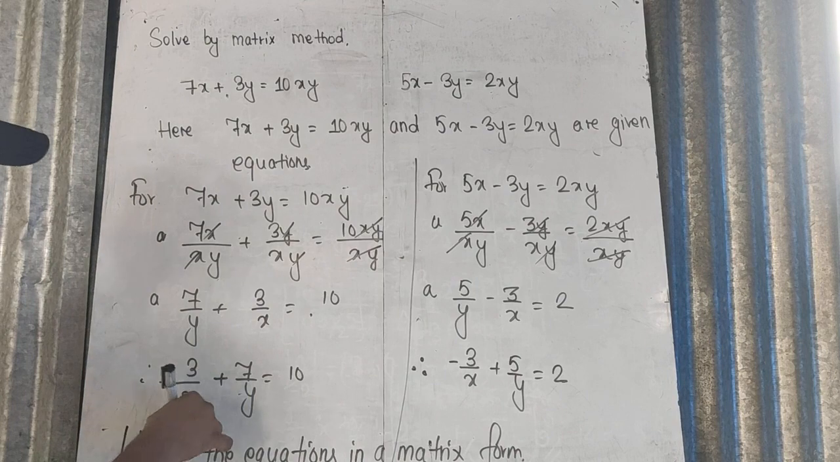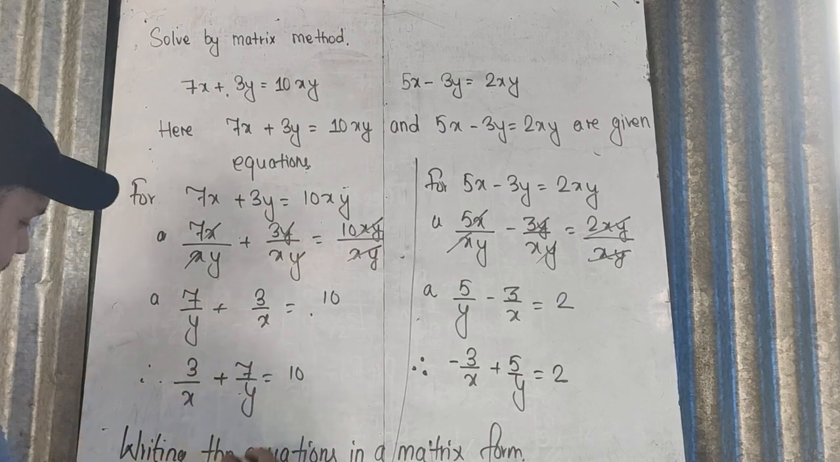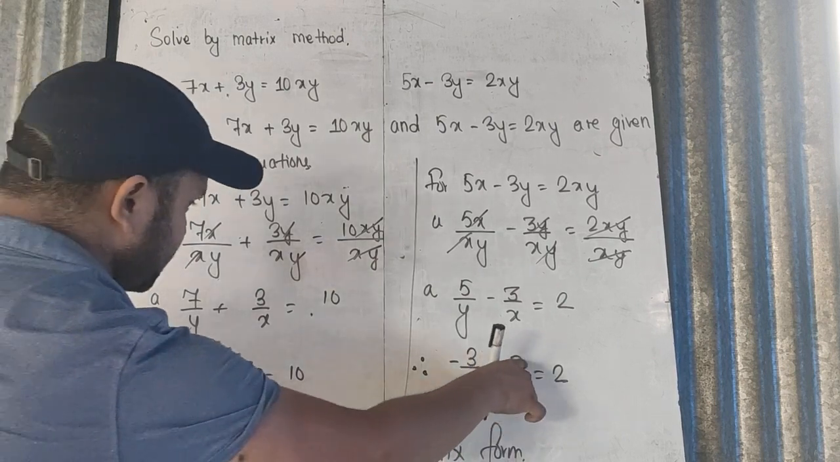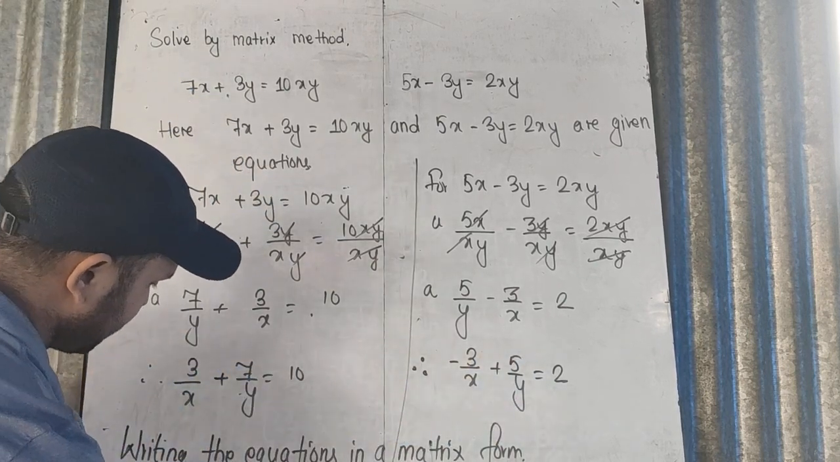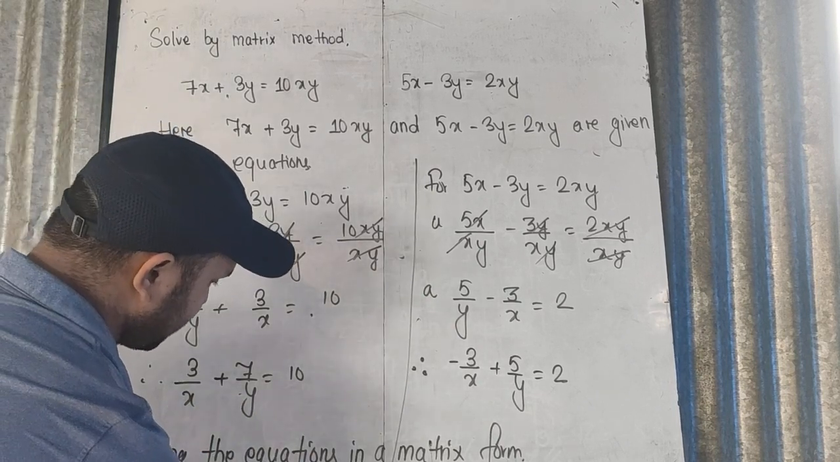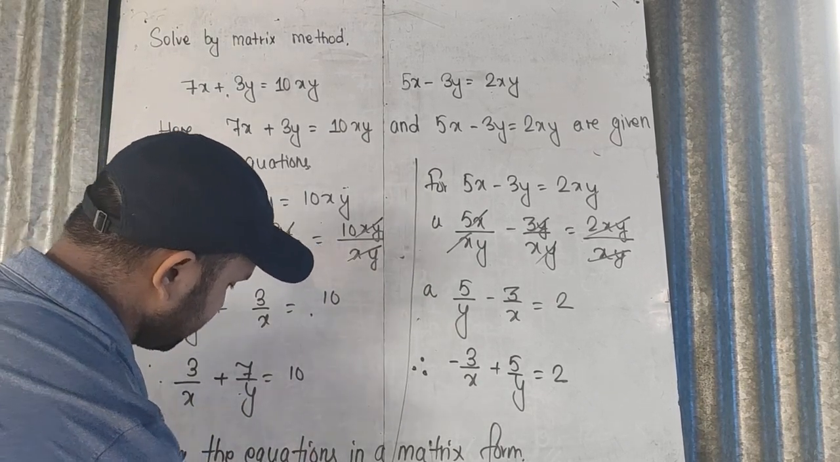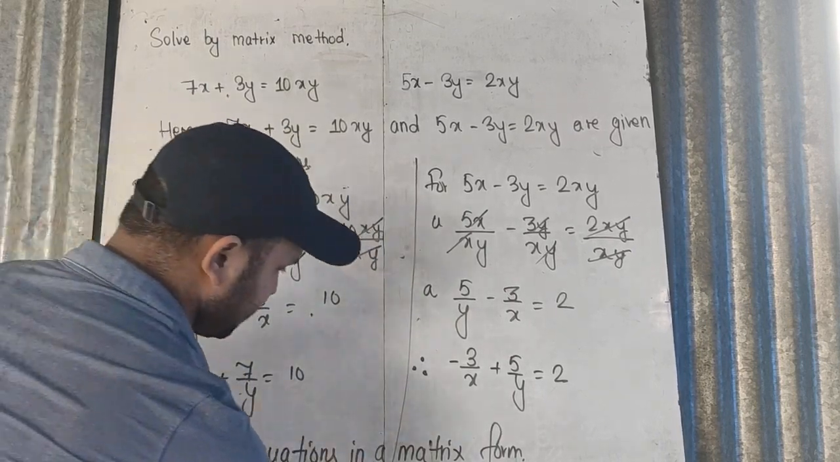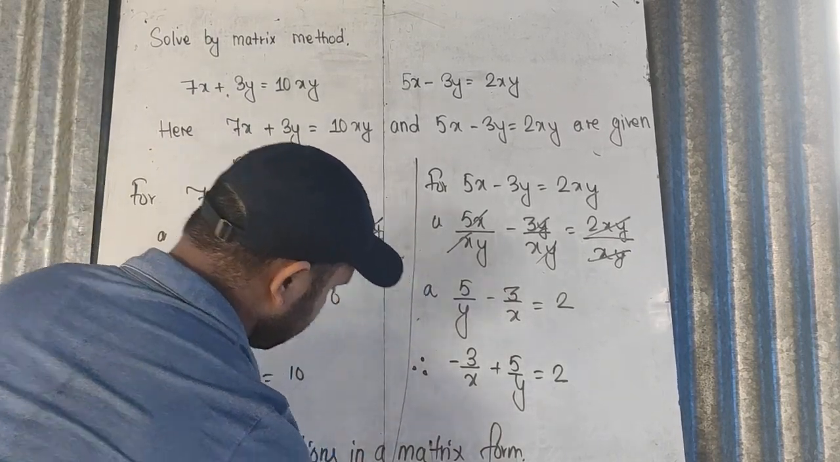The coefficient of 1 by x here is 3, the coefficient of 1 by y is 7, the coefficient of 1 by x here is minus 3, the coefficient of 1 by y here is 5, and x and y both are in the denominator, so you have 1 by x and 1 by y, and the constants in B are 10 and 2. Now we solve this equation.